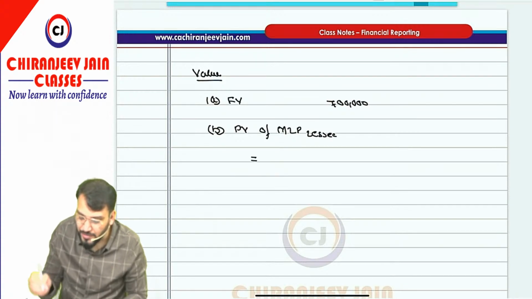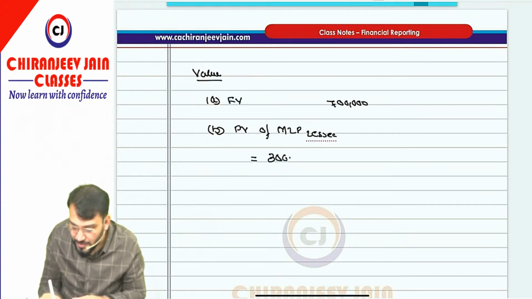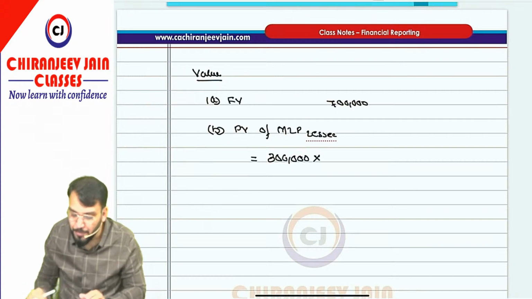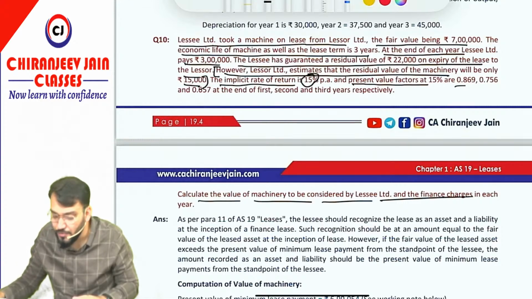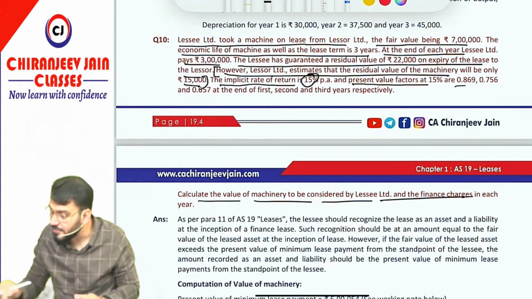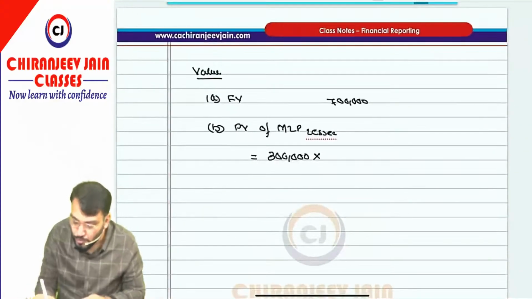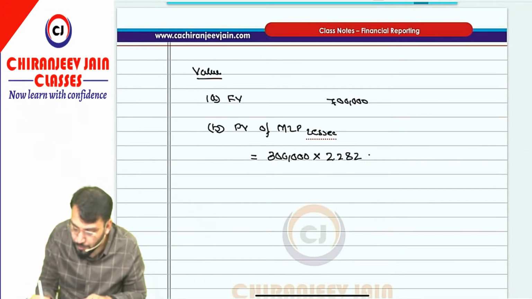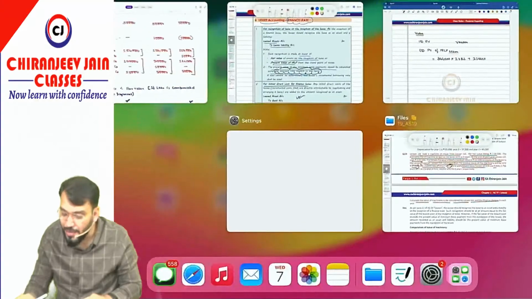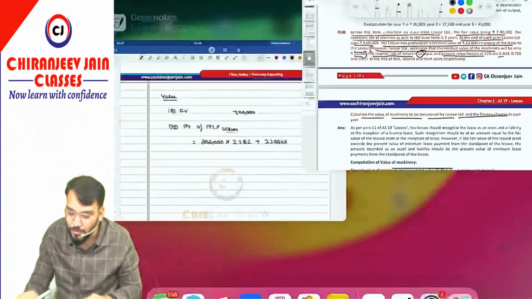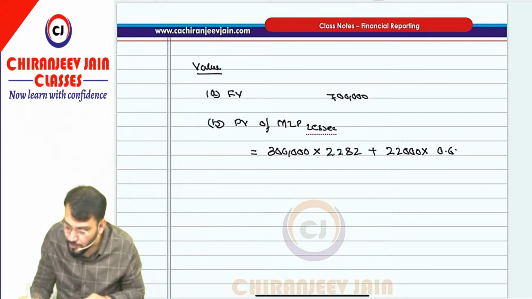They have given 3 lakh as the annual lease payment, multiplied by the present value annuity factor. The present value factors given for 3 years are 0.869 plus 0.756 plus 0.657, which comes to 2.282. Plus the GRV, which is 22,000, payable at the end of the third year, so the present value factor is 0.657. If you solve this, what is coming?